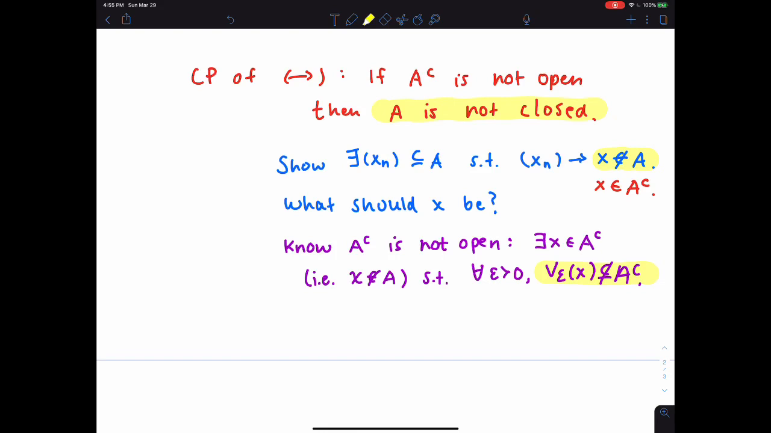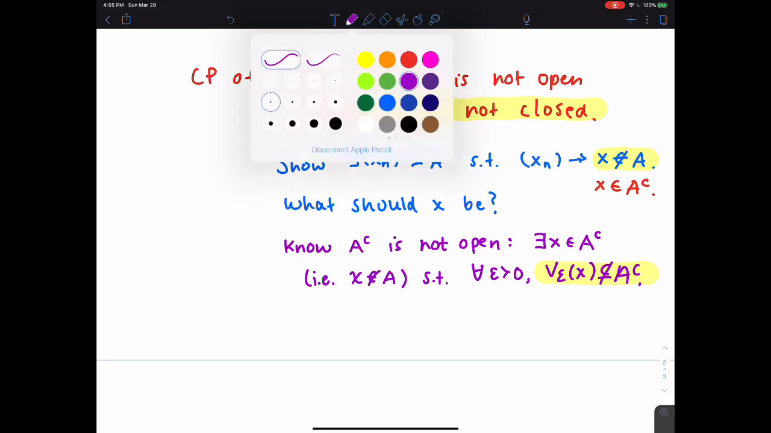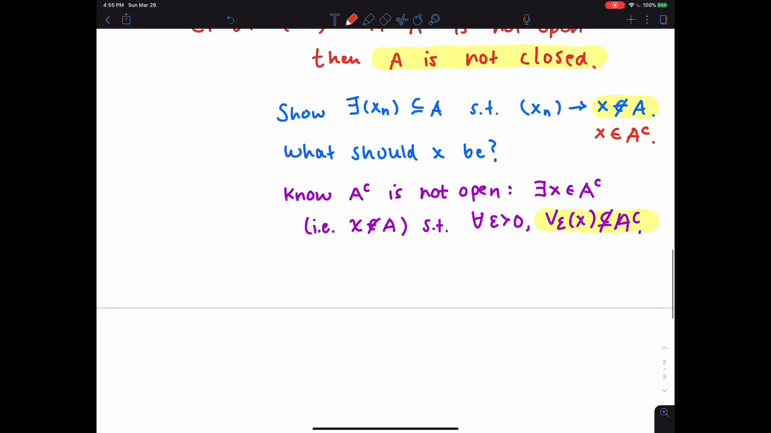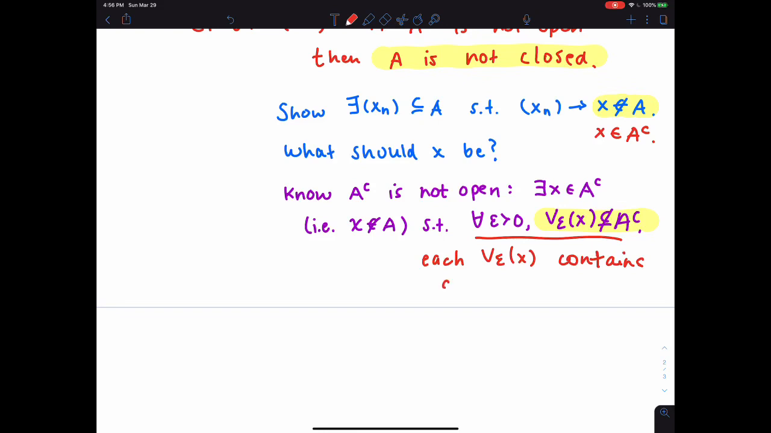What does it mean for the epsilon neighborhood not to be a subset of A complement? Just thinking about the definition of subsets, when A is not a subset of B, for example, it means that you can find a point in A that's not in B. So translating this tells me that each V_epsilon(X) contains a point that's not in A complement. And if that point is not in A complement, the only place it can be is in A.